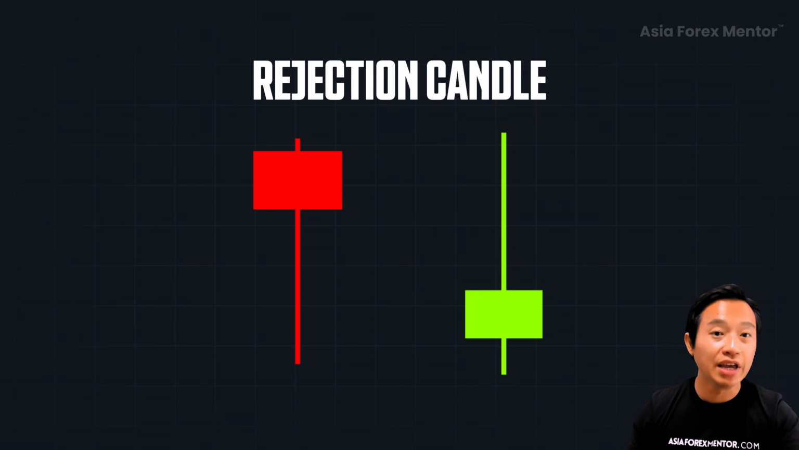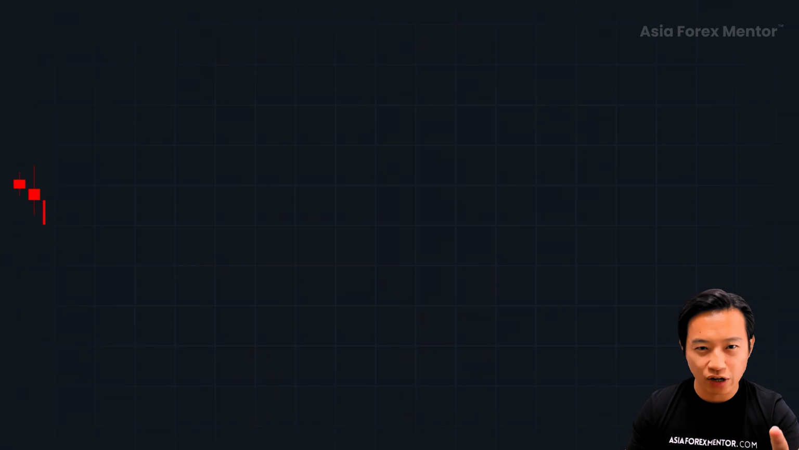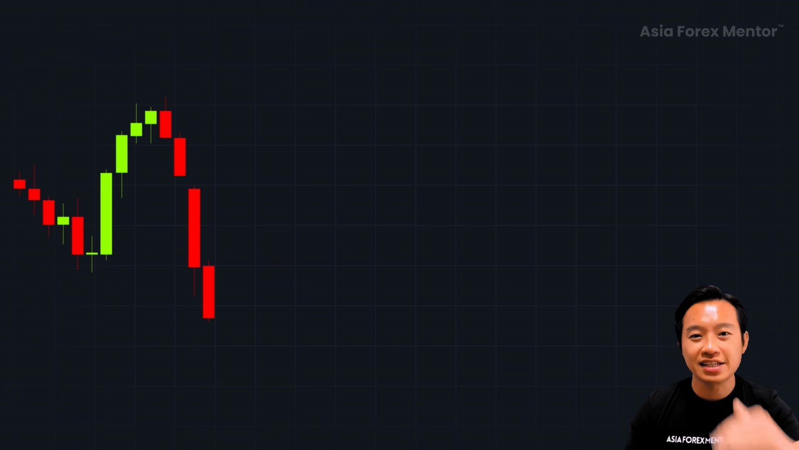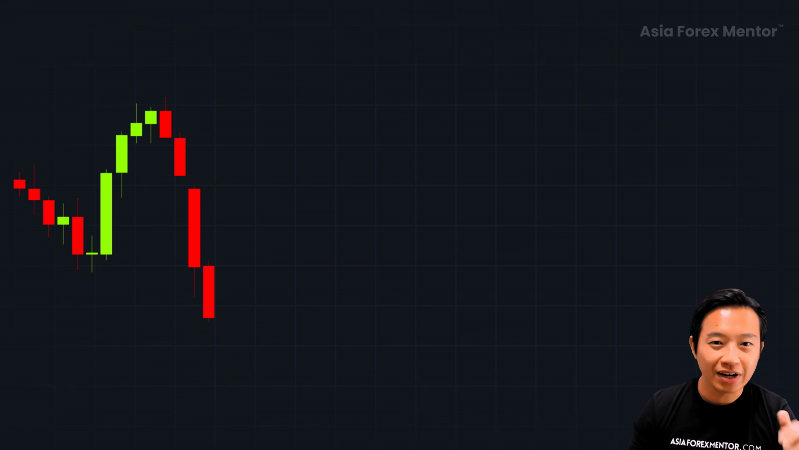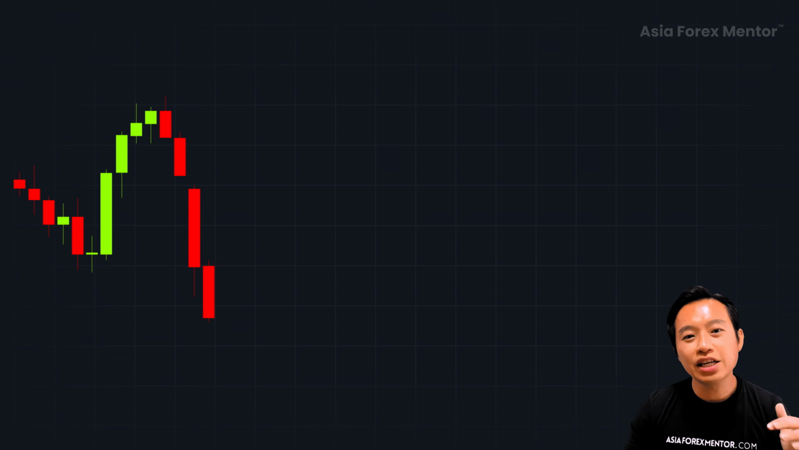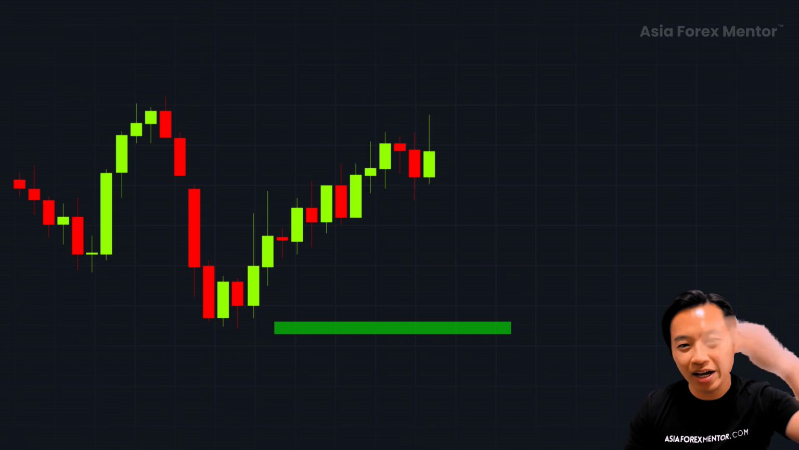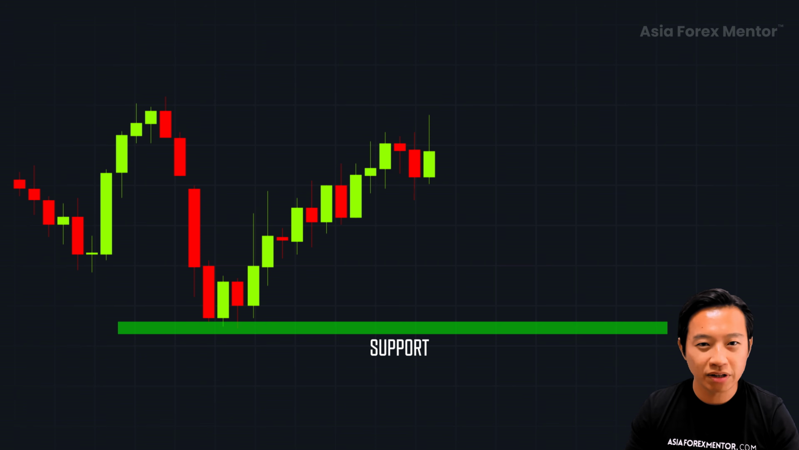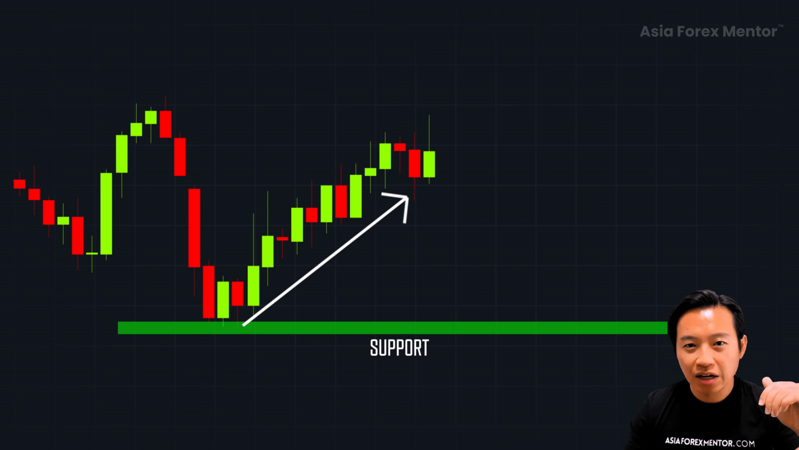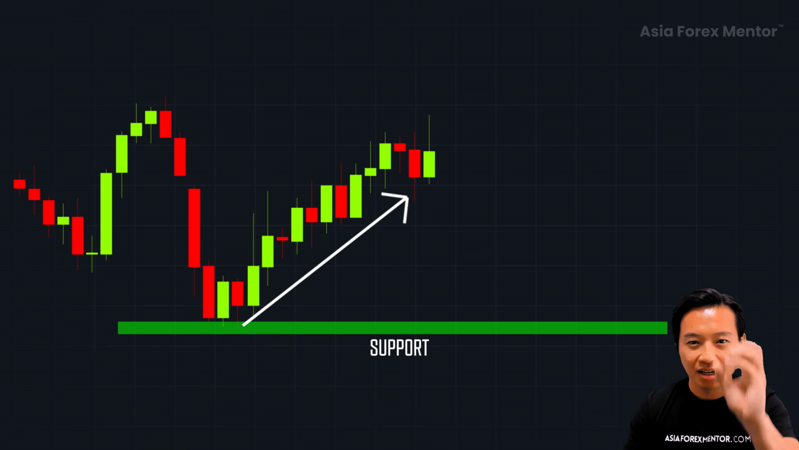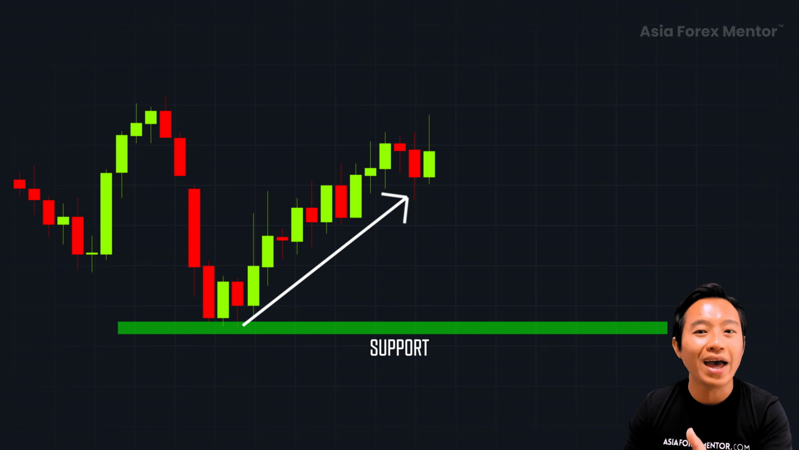Now let me give you an example. Let's take a look here. Price takes a dip, hits a certain level and drops. But here's the interesting part: instead of hanging there, price starts to bounce back up. That's where we call it a support level. What does it mean for you? It shows that buyers are getting involved, pushing the price back up, indicating market strength. This is a good chance for you to enter a trade.